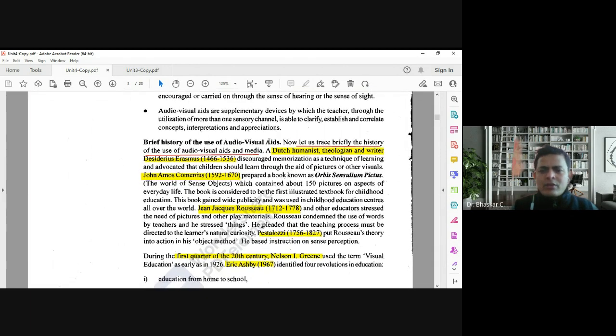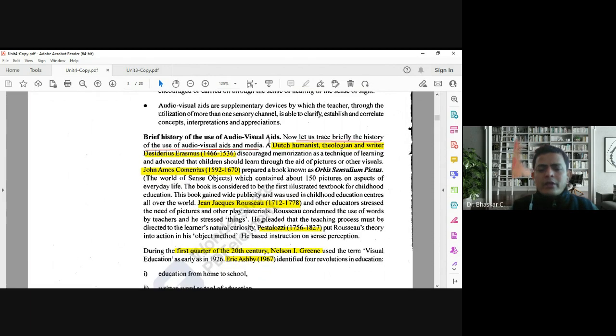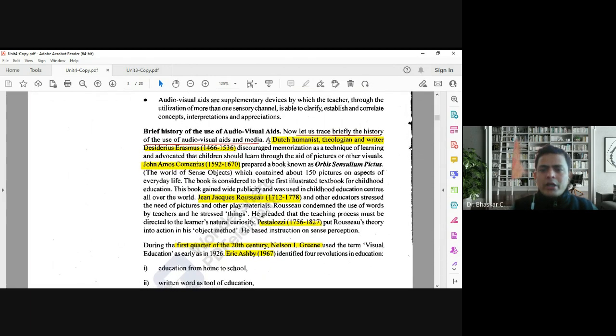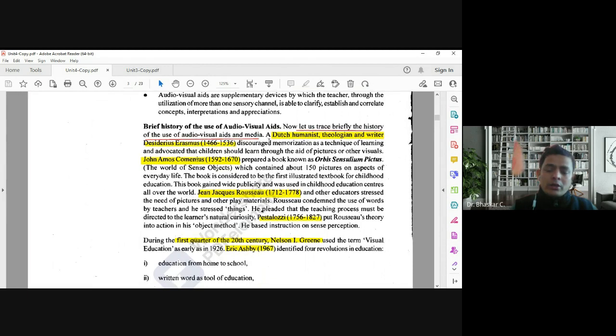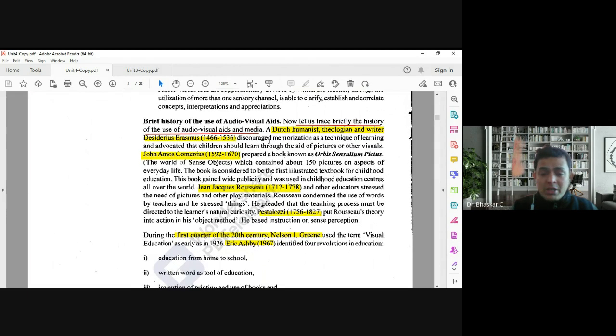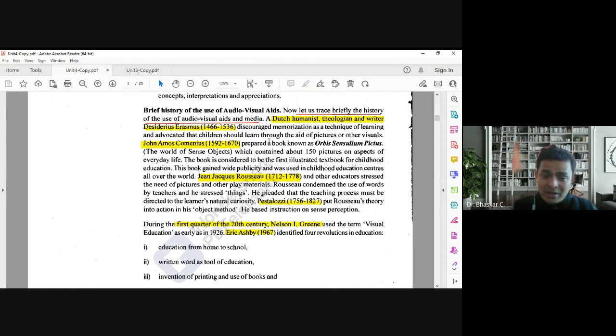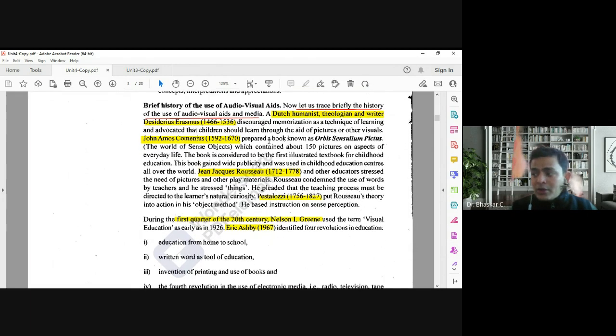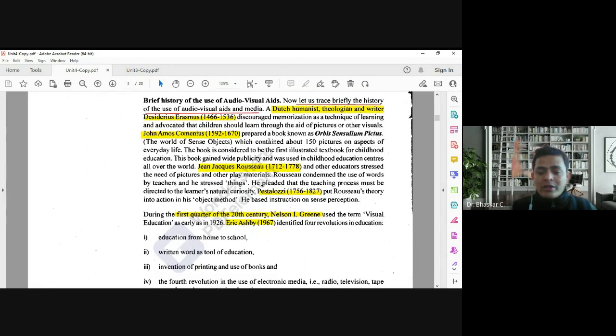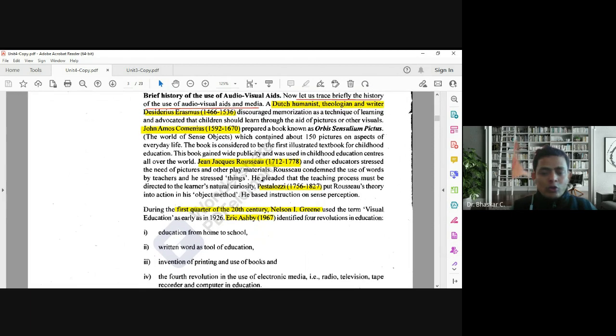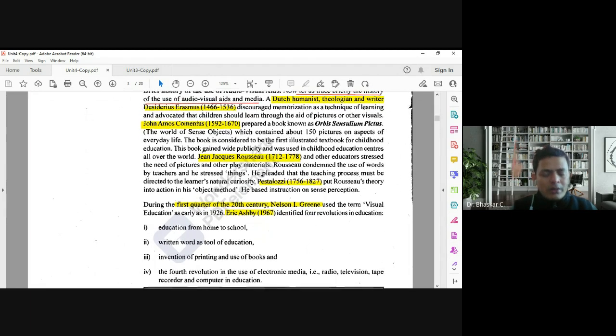So these four or five people really contributed enough in going from the plain and simple media, simple text, to the audiovisual aids. Right now, during the first quarter of the 20th century, Nelson also talked about visual education. Similarly, there were other people.